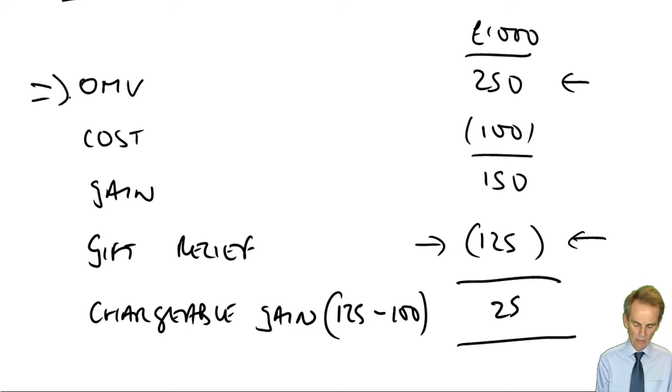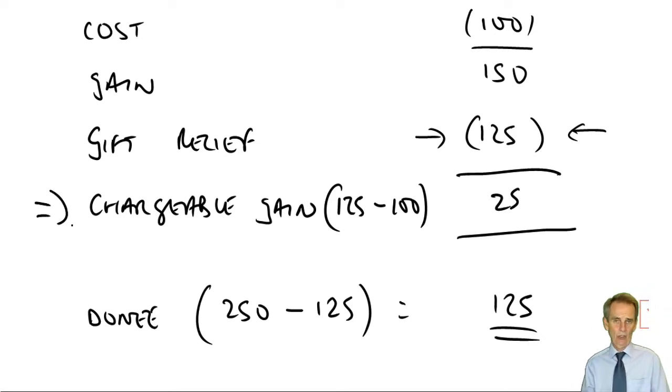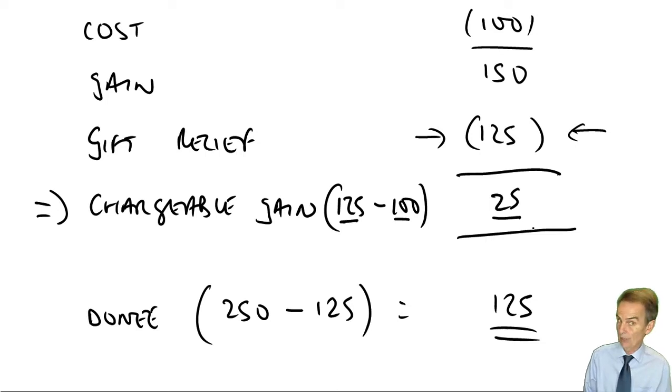Calculate the gain based always on open market value, and then work out how much of that gain, if any, remains chargeable. If actual proceeds, as they do here, exceed actual cost, then that amount of the gain remains chargeable. If here the actual proceeds had been £100,000 or less, then none of the gain that has arisen would still be chargeable on the donor, and all of the gain would have been eligible for deferral through a gift relief claim. So if we'd actually sold for 100, 100 minus 100 is zero. If we'd sold for less than 100, whatever that is, minus 100 is still zero. No amount of gain would be chargeable on the donor, and all of the gain would then be deferred if a gift relief claim were made.